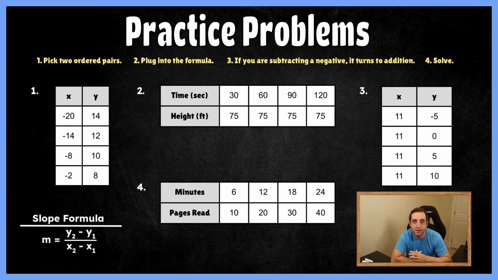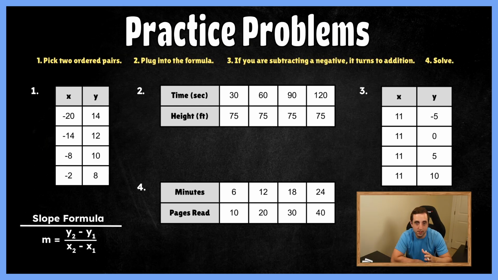Now it's time for the practice session. I encourage you to pause the video here and see if you can find the slope of all 4 of these tables. And when you think you're ready to go, come back and play the video and see how you did. So I'm assuming at this point you've run through all of these tables and you think you have all the answers. So let's go ahead and see if you went 4 for 4.